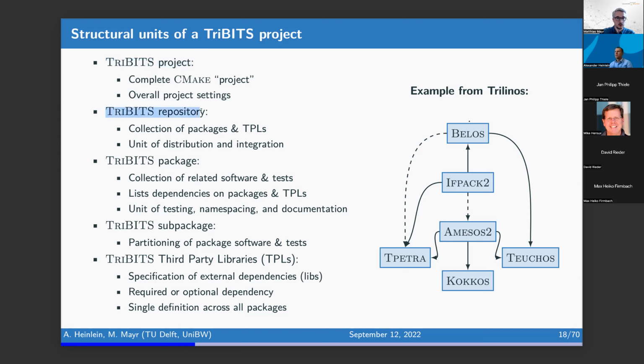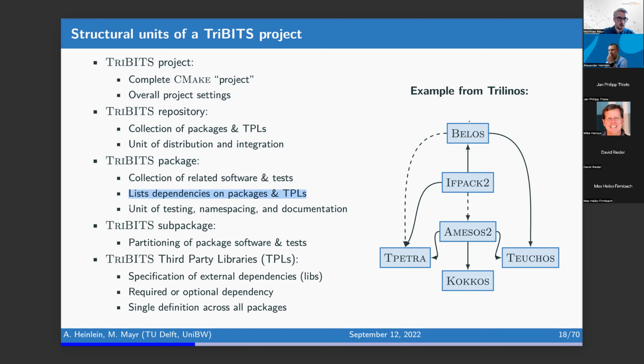And there's something called a TriBITS repository, which is not that important for today's topic. What's really important for today are TriBITS packages. So a TriBITS package is a collection of related software and tests, so things that belong together, software plus tests. And a TriBITS package always comes with a list of dependencies on other packages and on third-party libraries. And these dependencies can be required dependencies, or they can be optional dependencies to be enabled or disabled by the user.